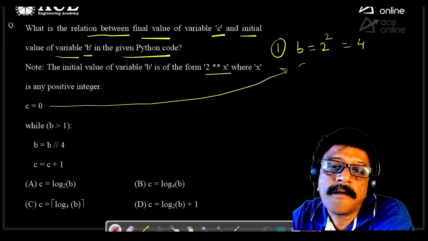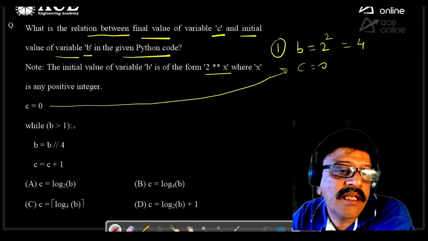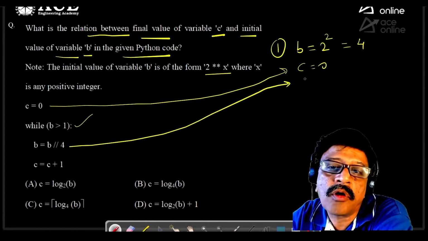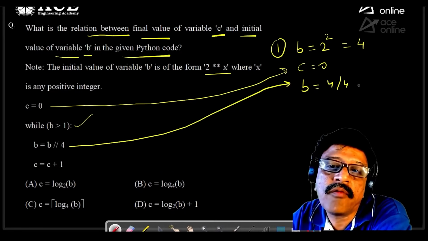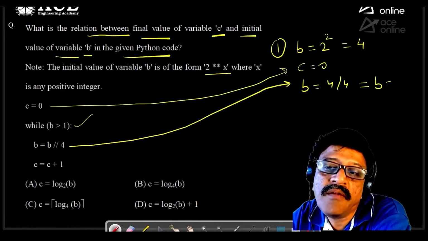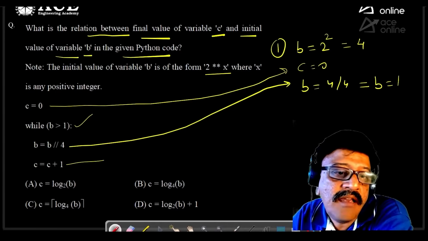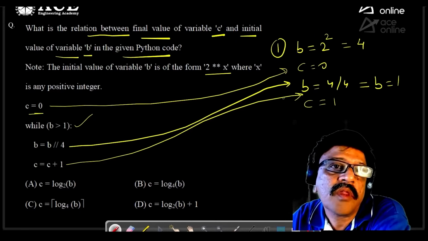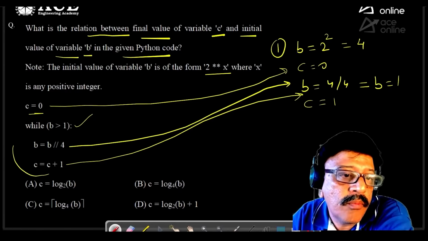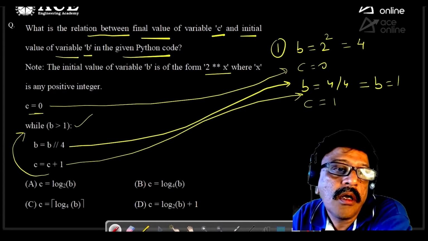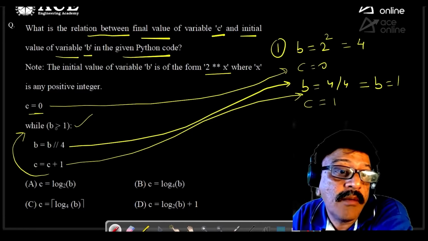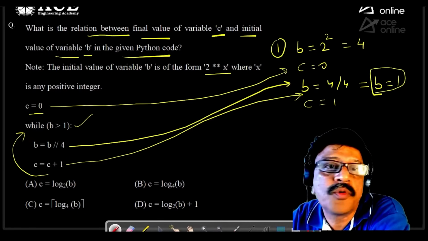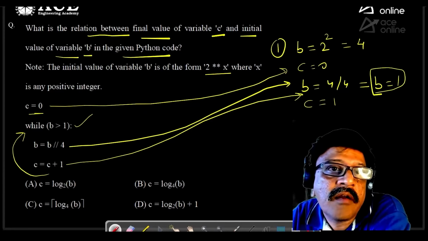C is 0 initially. Then, while B is greater than 1 is true, because 4 is greater than 1, then B will become B by 4. That means B will become 4 by 4. Correct? So B will become 1. And then C will become C plus 1. That means C will become 1 because C was originally 0. Okay. Now we are back to the while loop. We will check, can we repeat the while loop? But the while loop can repeat only while B is greater than 1. But now B is exactly 1. So the while loop should break. It is no more greater than 1.